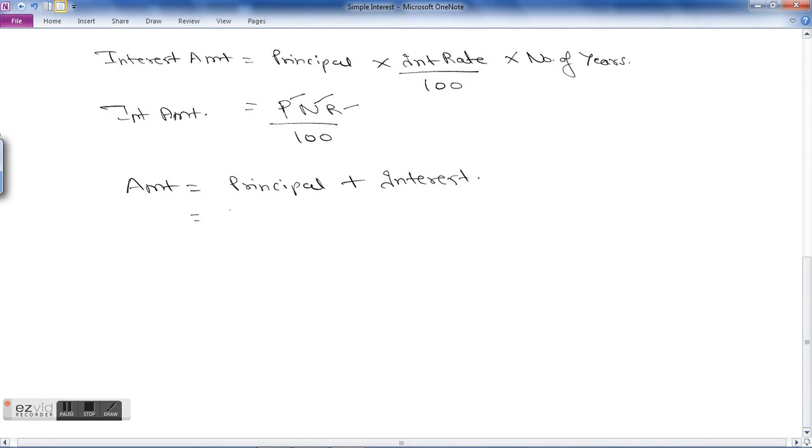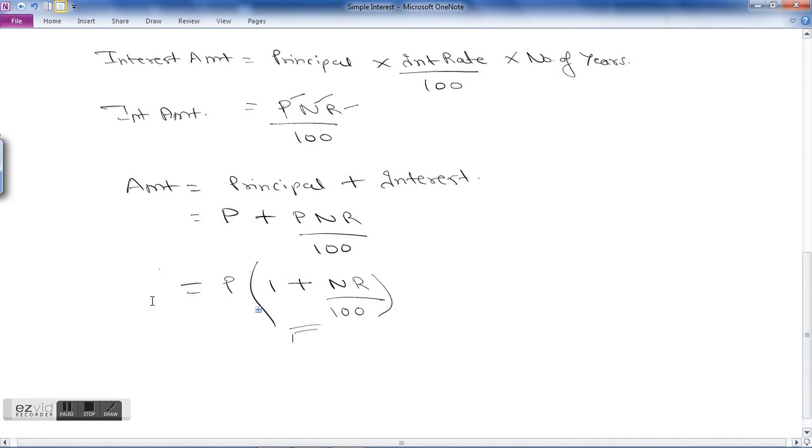Now this is what we had seen in the example. Now we will see how to derive the formula. Principal is P plus interest is what? P N R upon 100, correct? So that is the principal. Now if you take P common, that is P into bracket 1 plus NR upon 100. That will be the total amount which will be received at the end of the period. So this is how you derive the formula.